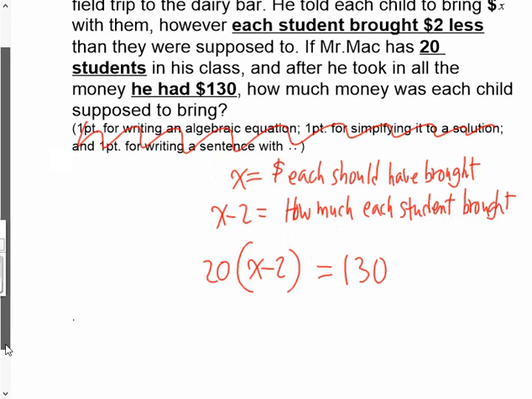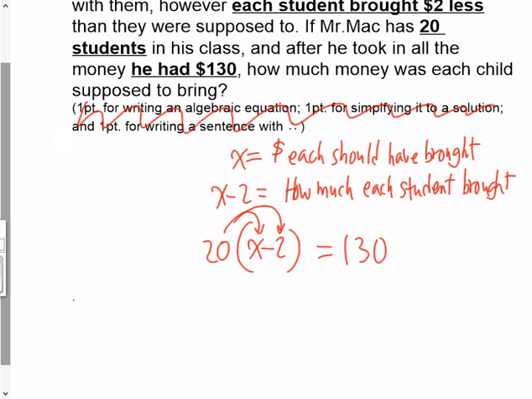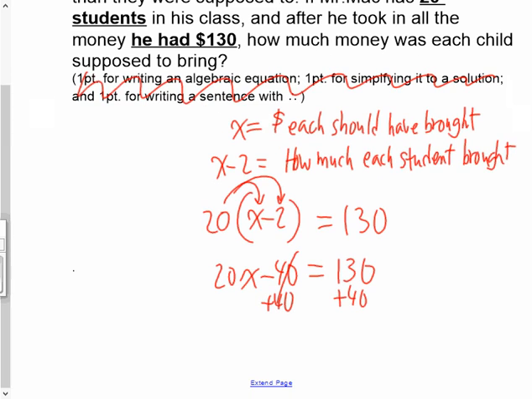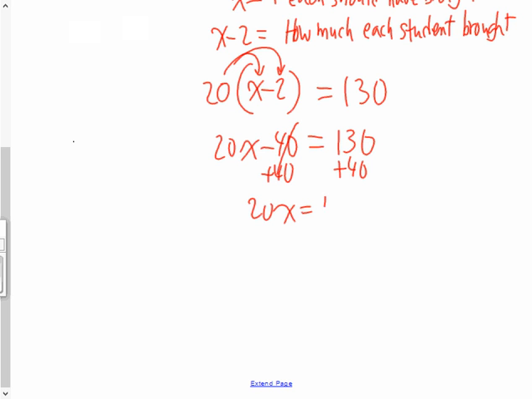Now, obviously, most of you, if given a distributive property, would expand it, giving you 20x, not minus 2. About half of you put 20x minus 2 as your equation, but it's 20x minus 40 equals 130, because you have to expand using distributive property. Add 40 to both sides to get rid of your constant. You'll have 20x equals 170. Divide each side by 20, and x will equal 8.5.